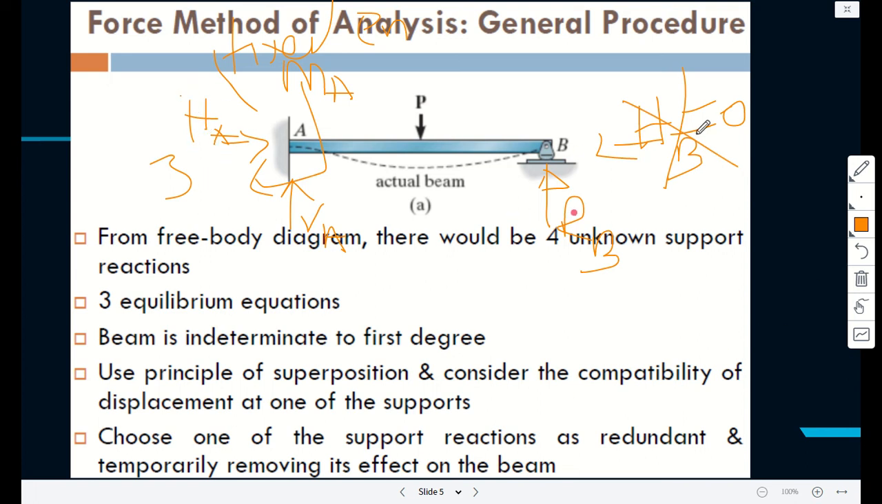Now, someone might say that if we know HB is 0, then HA of necessity has to be 0. But there are instances where HA cannot be 0 of necessity. HB here is known to be 0 by intuition, and by the very nature of the arrangement that we have. But because of the support, we already know the fixed support can give reactions in both x and y, and also a moment, so we have to include it. So here there are four unknowns and three equilibrium equations, and we can say the beam is indeterminate to the first degree.